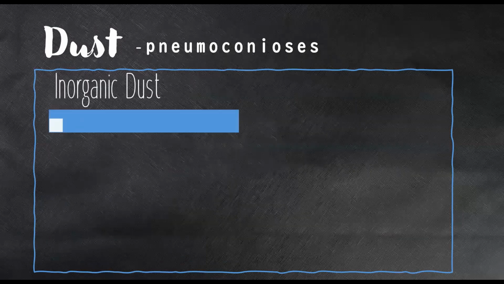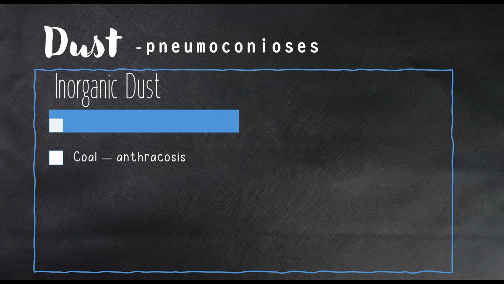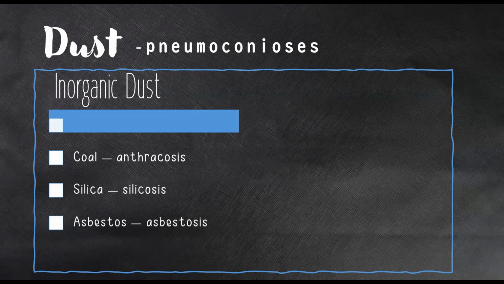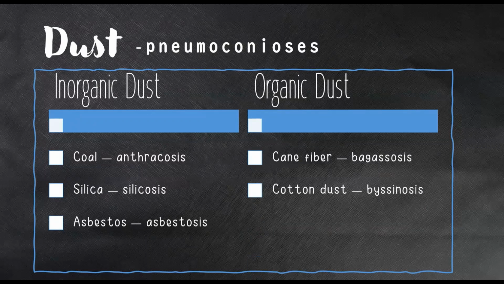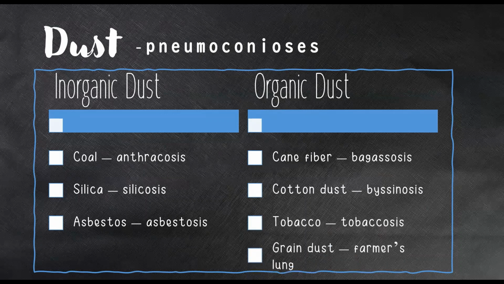Okay? Now, exposure to inorganic dusts, example, coal, it can cause anthracosis. So, common ito sa mga workers na yung work nila is sa uling, coal, mga coal miners. Silica, it can cause silicosis. Asbestos, as mentioned kanina, it can cause asbestosis. Organic dusts naman, example, cane fiber, it can cause bagasosis. Cotton dusts, it can cause byssinosis. Tobacco, it can cause tuberculosis. And grain dust can cause farmer's lung disease.